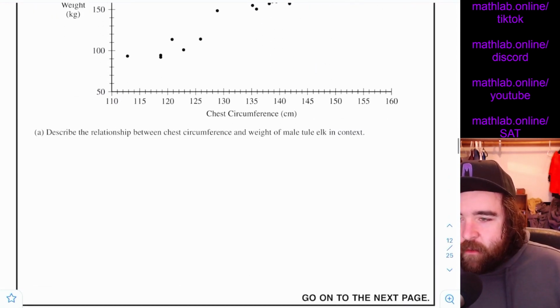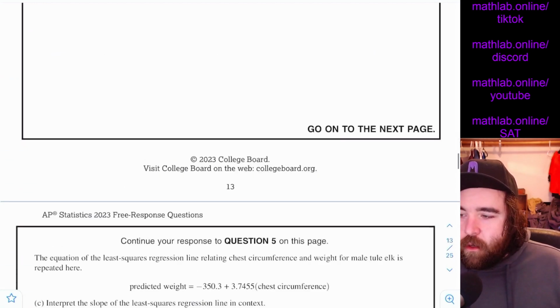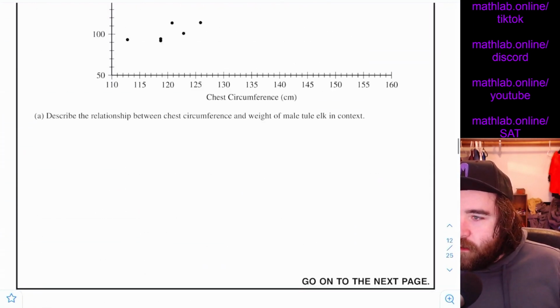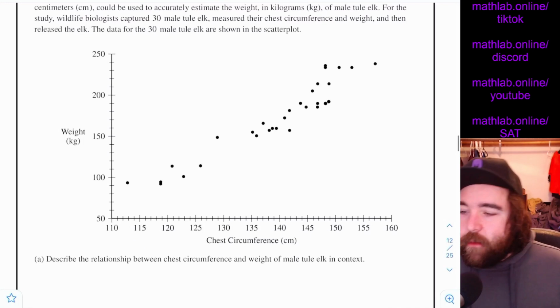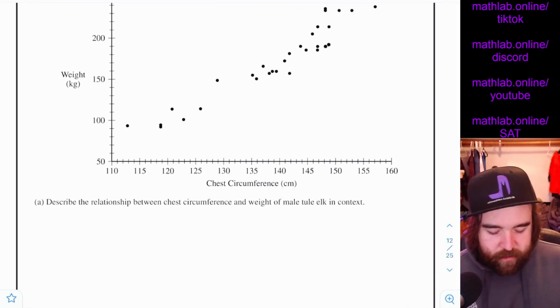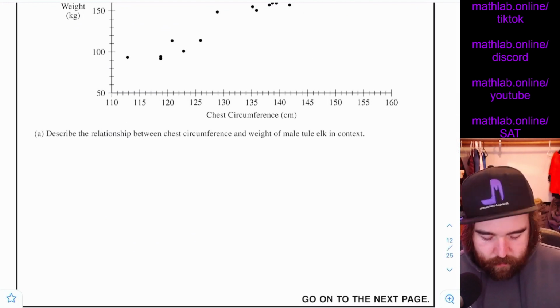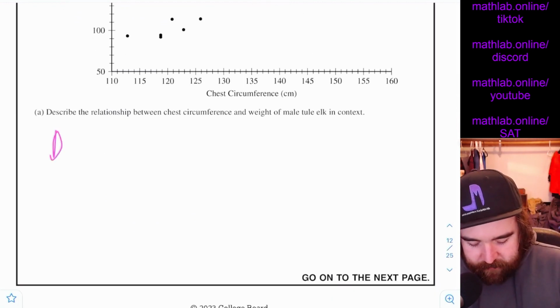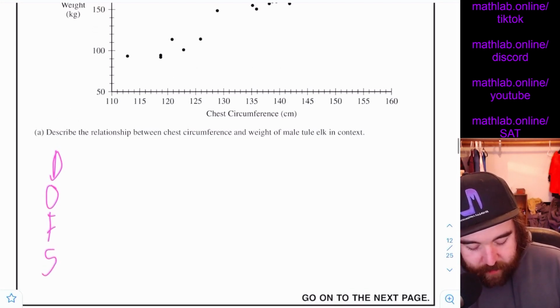Lovely. And then I bet we got a little computer thing. No. Okay, looks like they might just tell us. Describe the relationship. We got another describe, but this is not a histogram. When you describe a linear thing, you go DOFS. Another great little acronym. So it stands for direction.